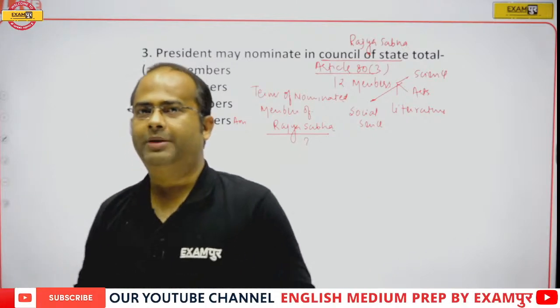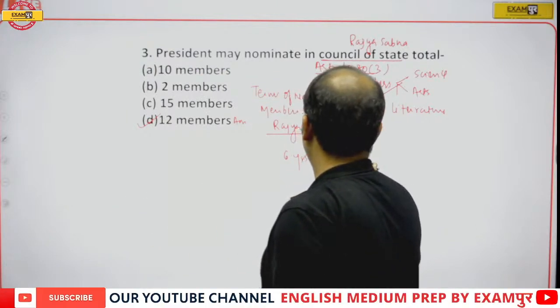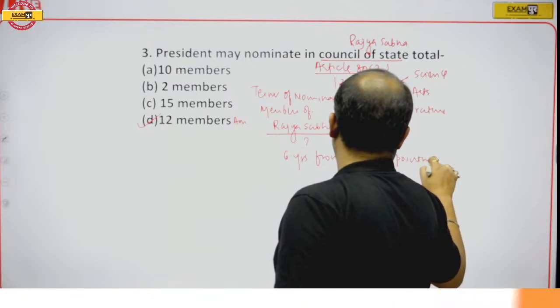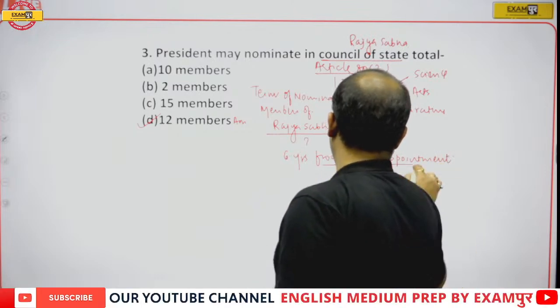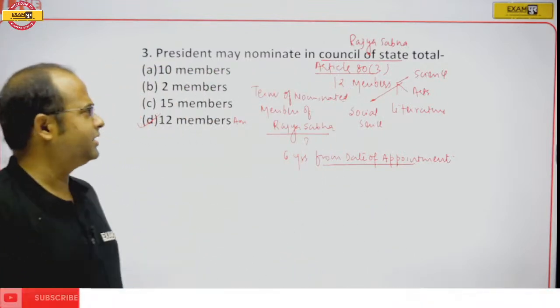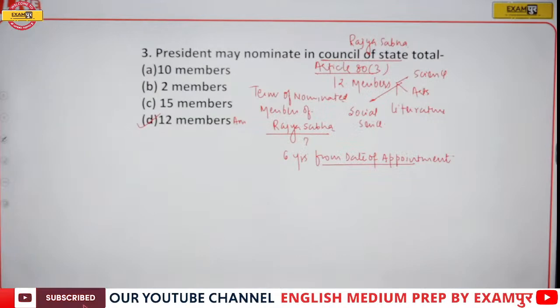Okay, the term of the nominated members of Rajya Sabha is also 6 years from the date of appointment. So 6 years from the date of appointment, that is the term of nominated members of Rajya Sabha. So guys, before I move to the next question, is it visible to all of you? Whatever is written, is it visible to all of you?